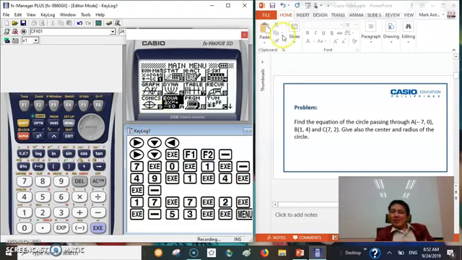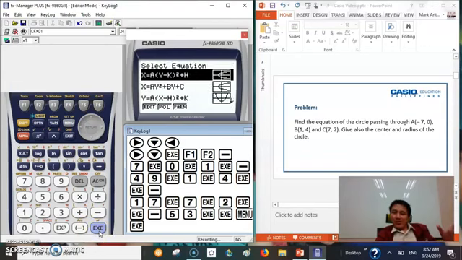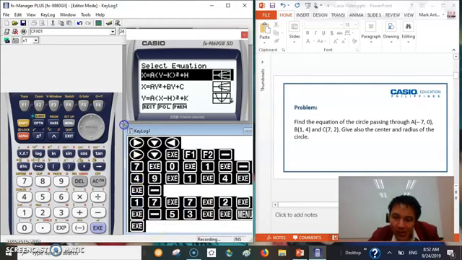Since circle is one of the 4 conics, I'm going to use another mode here, which is the conics mode, right here, besides the equation mode. So again, on the menu, use the navigation button to move to that. Then exit. For discussion purposes, so that you can easily follow, I'm going to erase the keylog here.